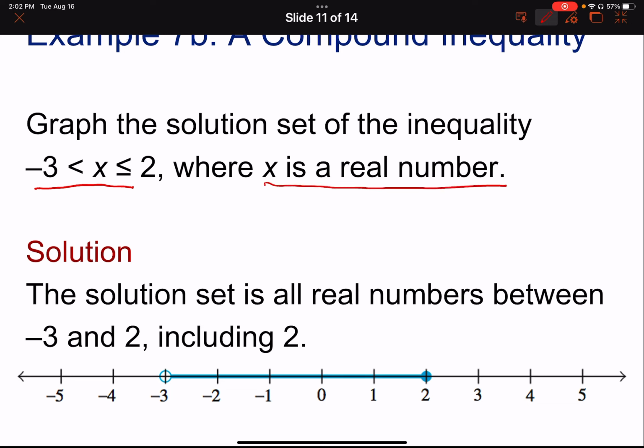Now, what about the same inequality, but x can be a real number? Well, that means that we're going to need interval notation, or draw an interval on the number line. First of all, we identify -3, but as -3 is not included in the solution, we use an open circle. We identify 2, and we use a solid dot because 2 is included, and then we just draw the line segment between -3 and 2. And here we use a blue line to indicate that's the solution to the compound inequality.